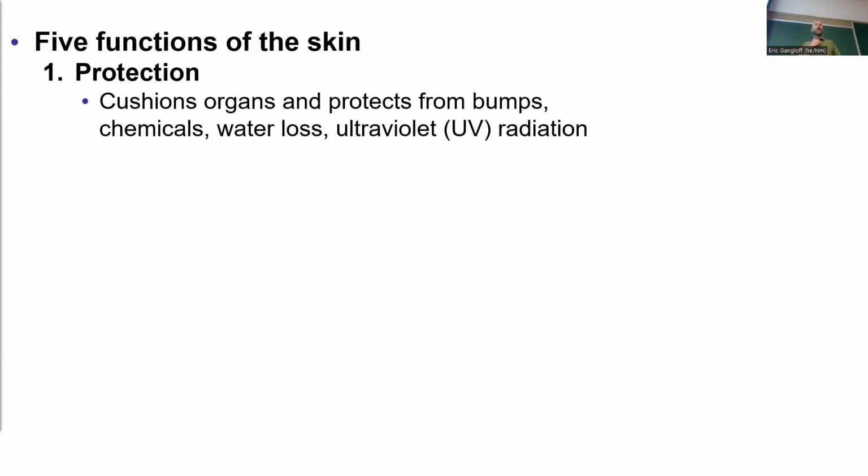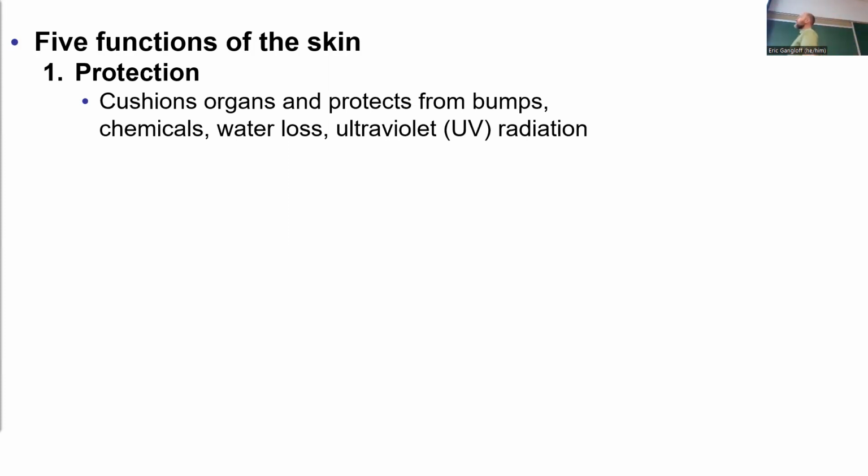It protects against all kinds of things, not only physical abrasion from like bumps and scrapes and things like that, but also from potentially harmful chemicals. That's why, for example, you can go swimming in a chlorinated swimming pool and your internal organs don't get damaged by that chlorine because it's blocked by your skin. Protects you from water loss.